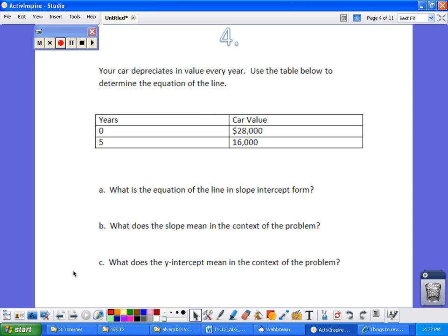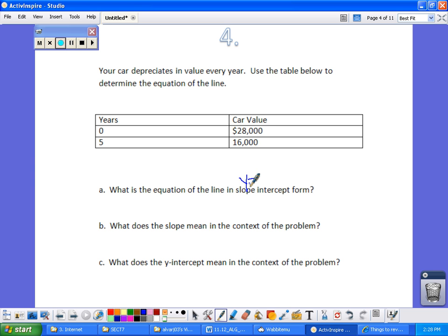Right. Your car depreciates in value every year. Use the table below to determine the equation of a line. Before I even get started, I'm going to think about logically what happens to a car. You start at a price, and every year it kind of goes down and goes down and goes down. All right, so what's the equation of the line in slope-intercept form?